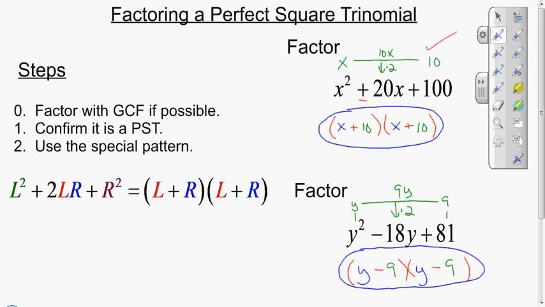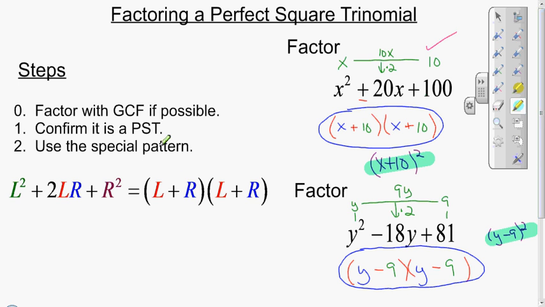Many times, these answers will not be written as repetitive factors, where you see the quantity x plus 10 times the quantity x plus 10. A lot of times, they'll be written as the quantity of x plus 10 squared. Or in the case of the next example, it will be the quantity of y minus 9 squared. Both are legitimate answers in terms of the formats. This one, where it's written as a square, has many applications where we prefer to write it that way. But for now, just realize that either or is an appropriate answer.